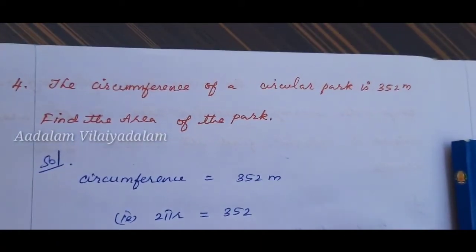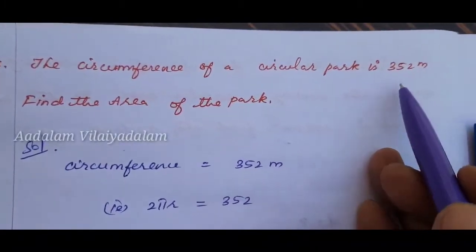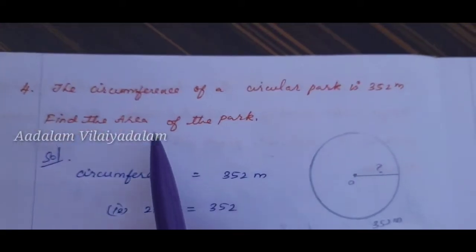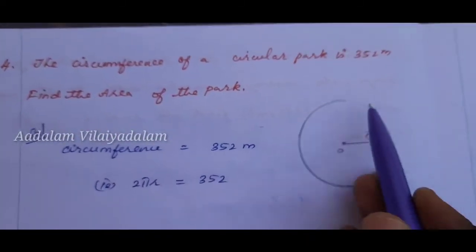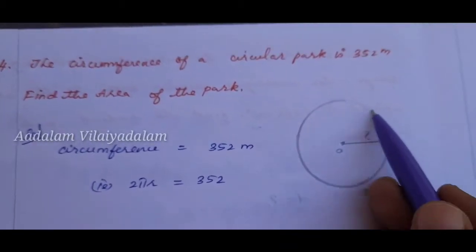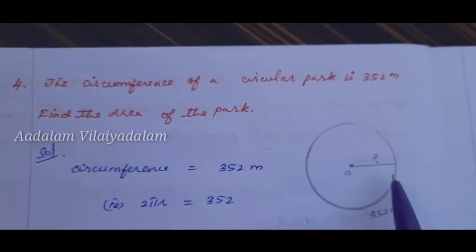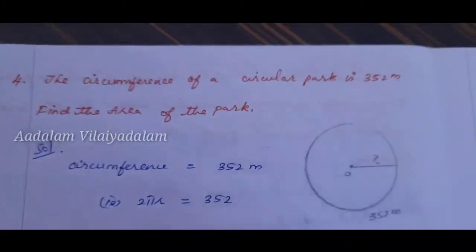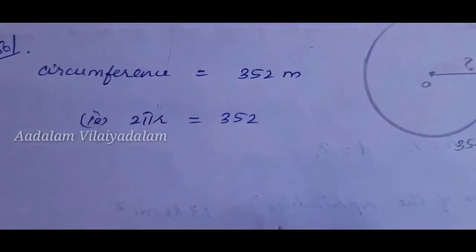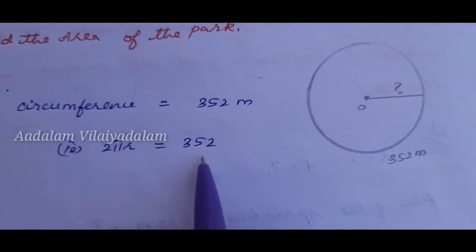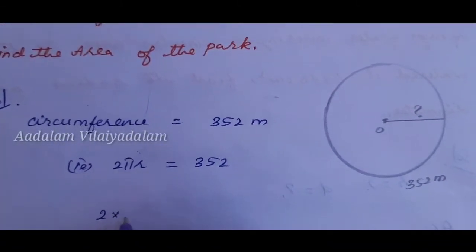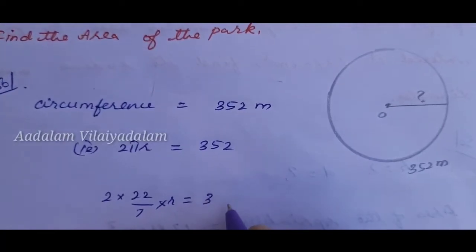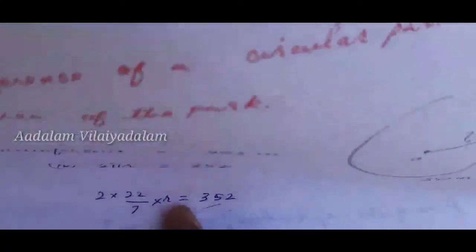Now the fourth question is, the circumference of a circular park is 352 meter. Find the area of the park. In this question they have given circumference, which means boundary of the circle. So the distance of the boundary of the circle is 352 meter. But we do not know the radius or diameter, but we need to find the area of this circular park. Now let us write that 2 pi r equal to 352, which means 2 into pi value is 22 by 7. The r value we do not know. Then the circumference value is 352.